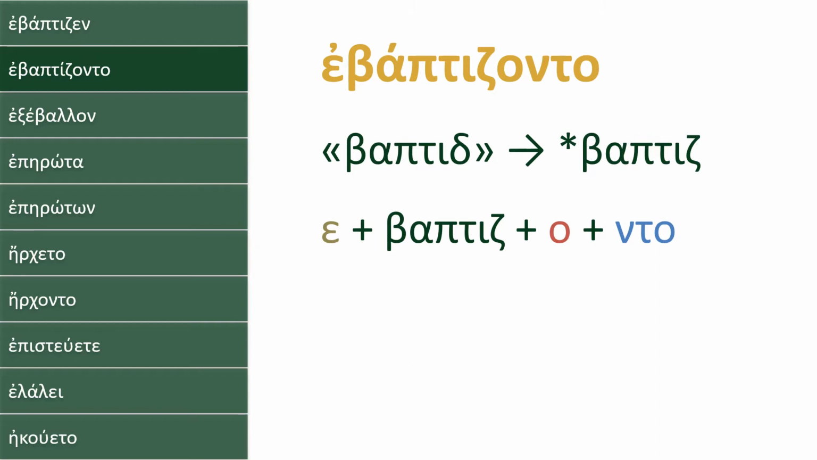Ἐβαπτίζοντο, they were being baptized. Imperfect passive indicative, third person plural, from βαπτίζω. The verbal root is βαπτιδ. The present tense stem, however, is βαπτιζ. So the formation is the augment epsilon plus the present tense stem βαπτιζ plus the connecting vowel omicron plus the third person middle passive personal ending -ντο, ἐβαπτίζοντο.